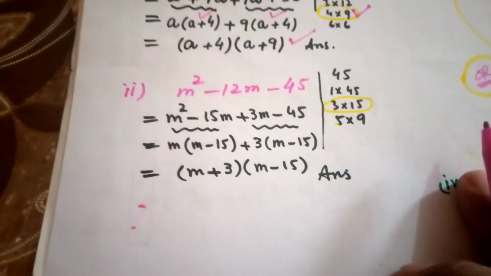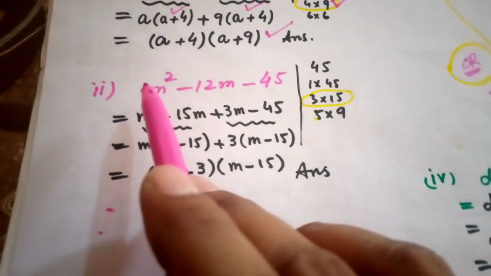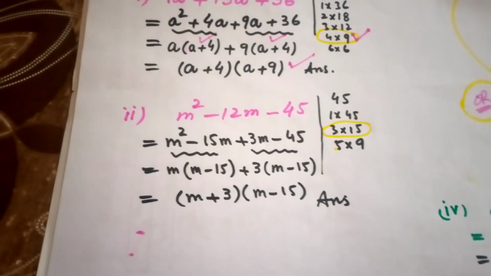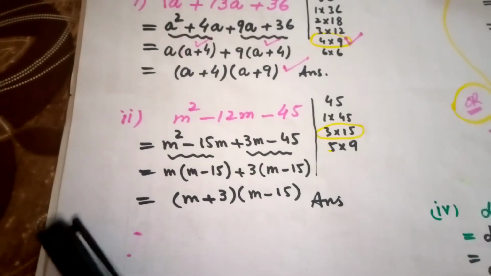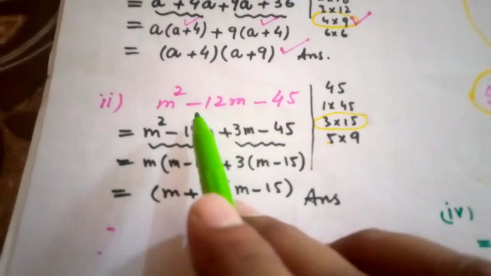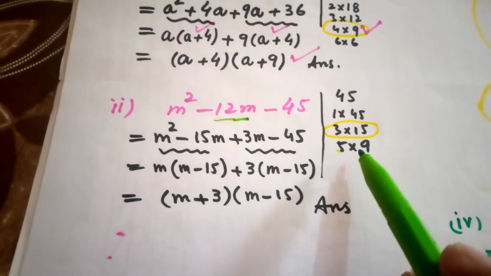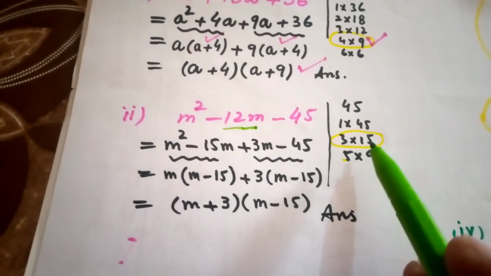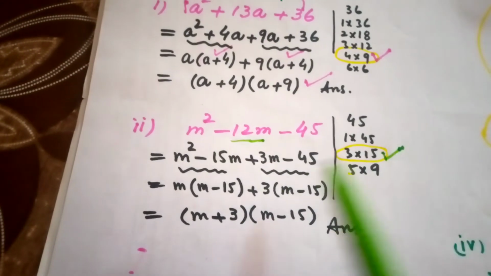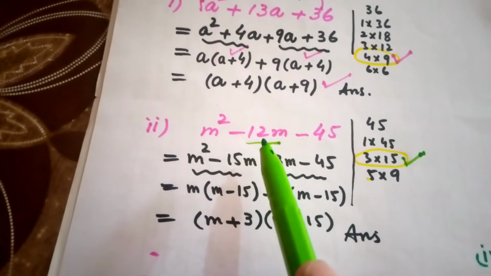Now the second part is m square minus 12m minus 45. The same method. The coefficient of m square is 1, so the product is 45, and you have to take two numbers whose sum will be minus 12 and product will be 45. So these are the pairs: 1 times 45, 3 times 15, or 5 times 9. But this one is appropriate because these are the two numbers that, when we add or subtract them, give you minus 12.